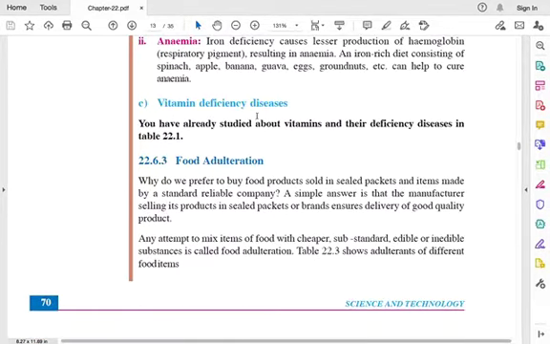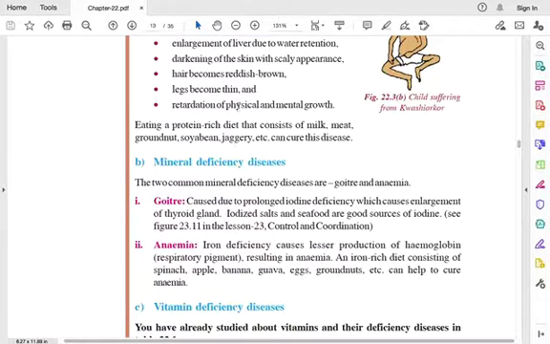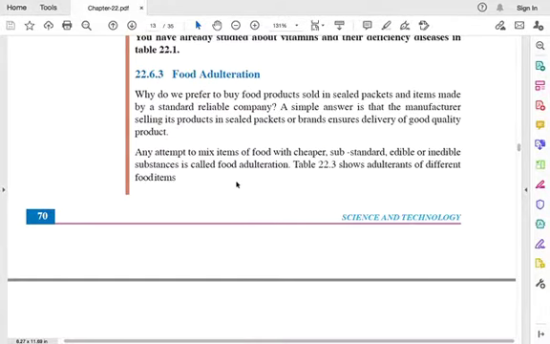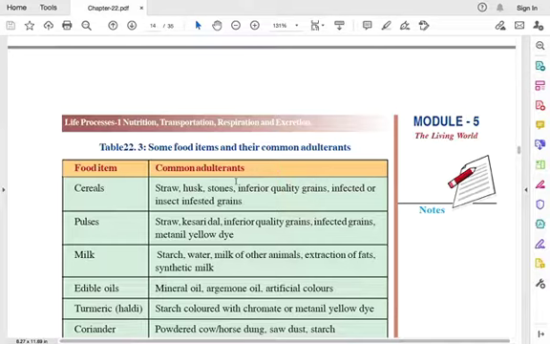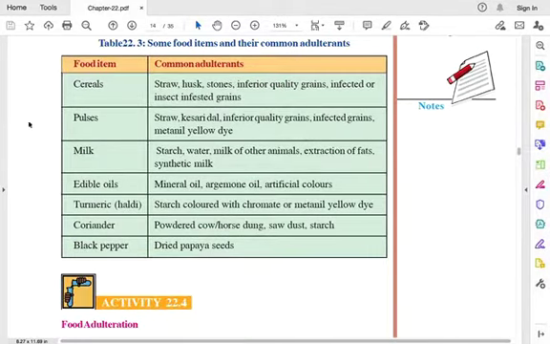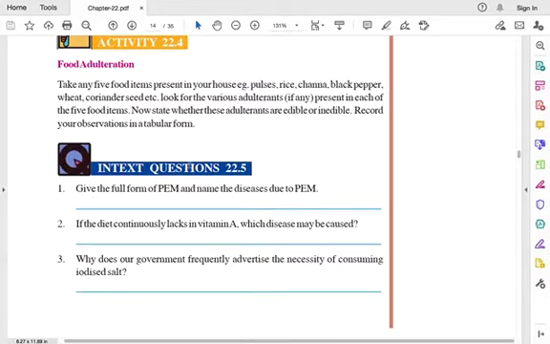And then vitamin deficiency, that table is there, you can see before. And food adulteration, how in food they add fake materials, okay. And this table is important, you have to remember. For example, what they add for milk, like they add starch, water, like that, okay.